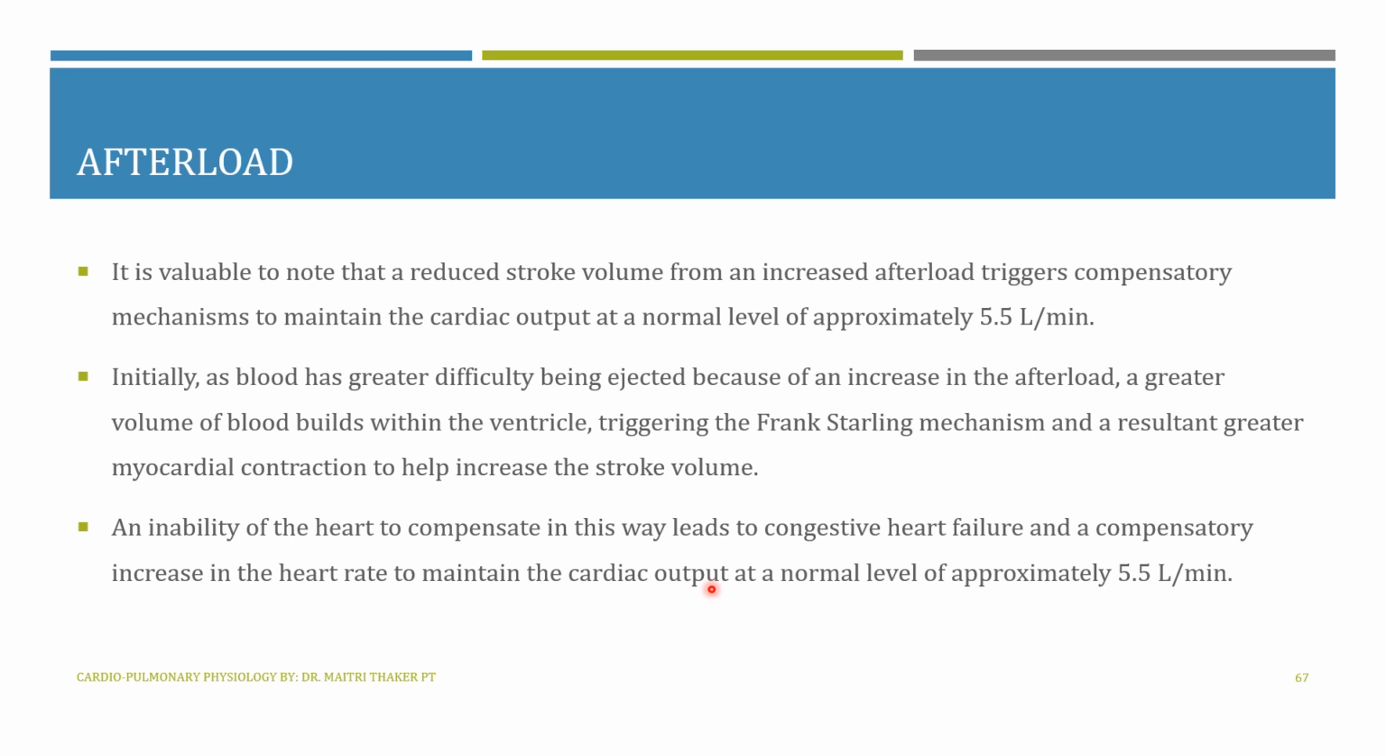So what compensatory mechanism will happen if the stroke volume reduces? Initially, as the blood has greater difficulty being ejected because of the increase in afterload, a greater volume of blood builds within the ventricle, triggering the Frank-Starling mechanism. Basically, increasing the preload. If the afterload increases, our body tries to increase preload as well, and that will result in greater myocardial contraction to help increase the stroke volume.